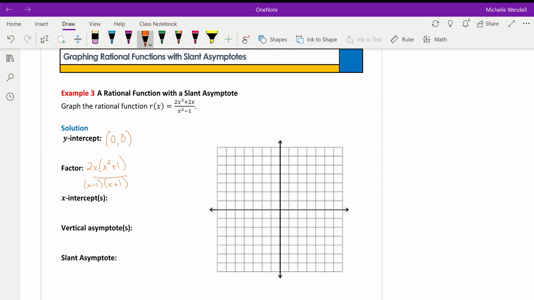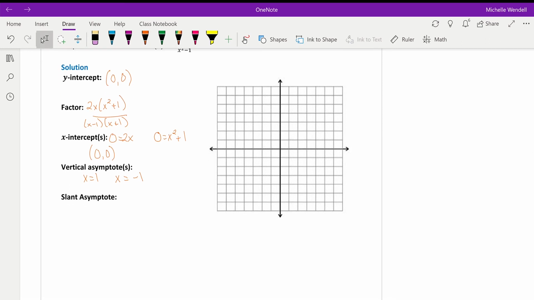Now I can get the x-intercept. Remember, you get that by setting the numerator equal to 0, because that denominator multiplies over to the 0 anyways. So I get 0 equals 2x, 0 equals x squared plus 1. So I just get (0, 0). That 0 equals x squared plus 1 is going to result in an imaginary number, and we're not going to use that because we're using a real number plane. Our vertical asymptotes are x equals 1, x equals negative 1.